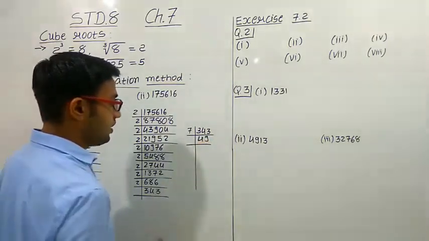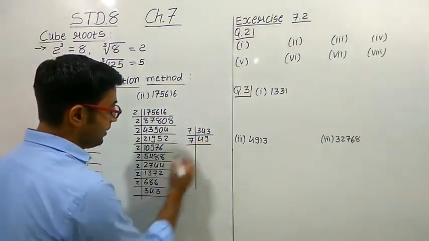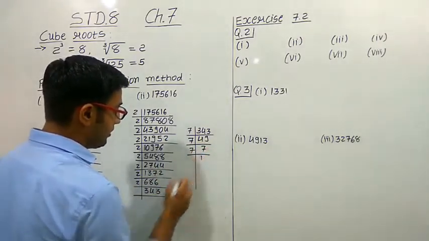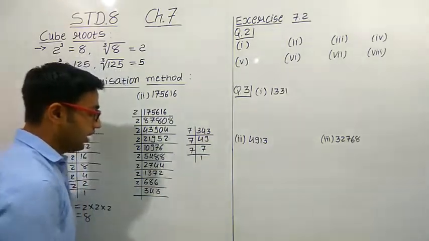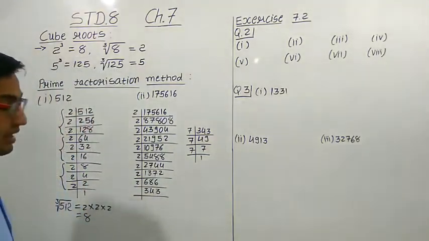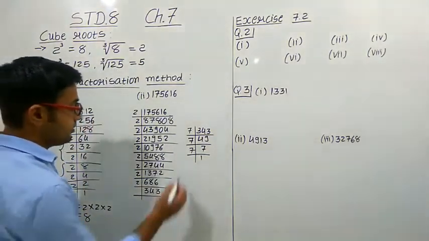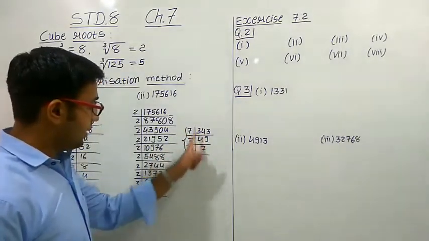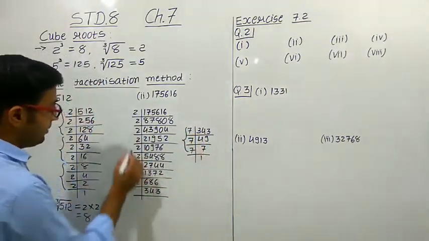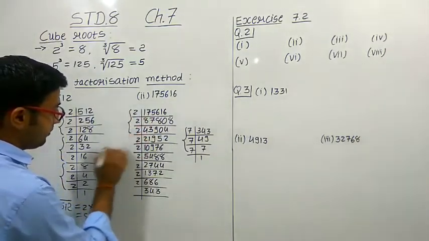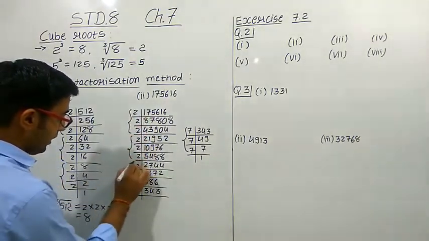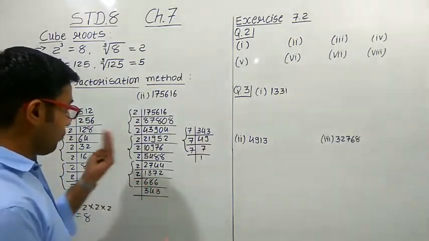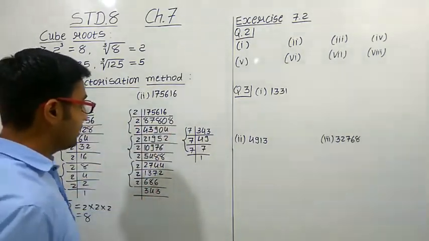Okay, now 49 is again divisible by 7. 7 sevens are 49. Again this is divisible by 7 and we get 1. Now see, make pairs of the same factors. Here we get one pair of the same factor 7. Okay, how many 2s do we get here: the first pair, the second pair and the third pair. Now you know that we have to take one factor out of each of these pairs.